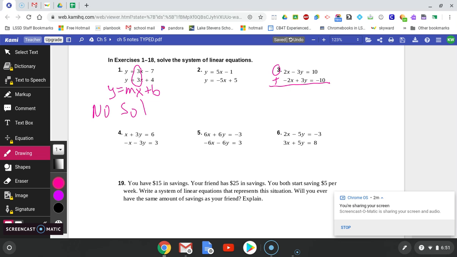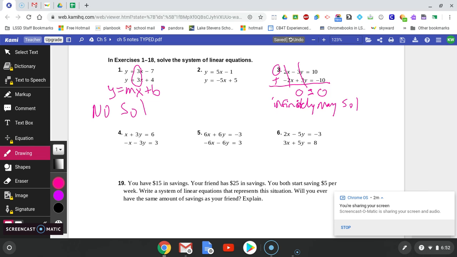Okay, so if we're adding our columns, 2x and a negative 2x cancels out. Negative 3x and a negative y cancels out. So I'm left with 0 on this side. On the other side, I have 10 is equal to negative 10. I get 0. So all of my variables cancel out. I got a true statement. So that means they're actually going to be the exact same lines, which means it's infinitely many solutions.